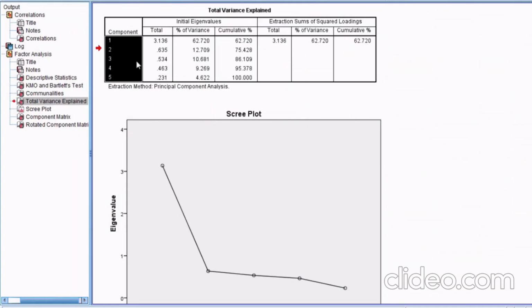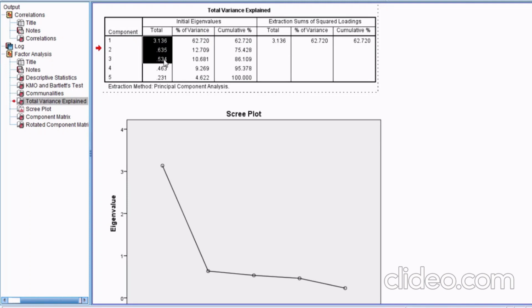Here we have our total variance explained table. Notice first that we have five components in our rows here. And you may be wondering, wait a second, I thought the whole purpose of factor analysis is to reduce the number of variables, right? That's correct, that is our purpose. But just a matter of definition, it's always the case that the number of variables we put in our analysis will be equal to the number of components shown here. So we have five variables input in our analysis. Therefore, we have five rows or five components shown here.